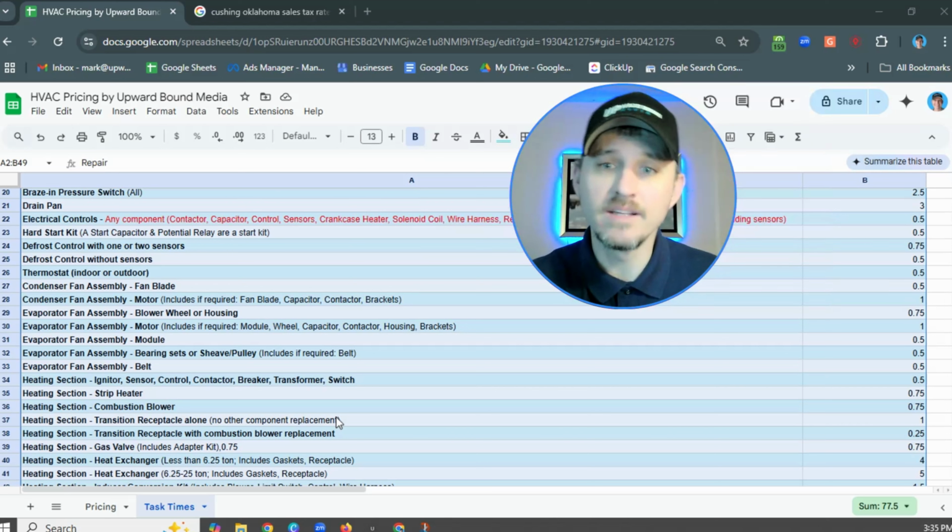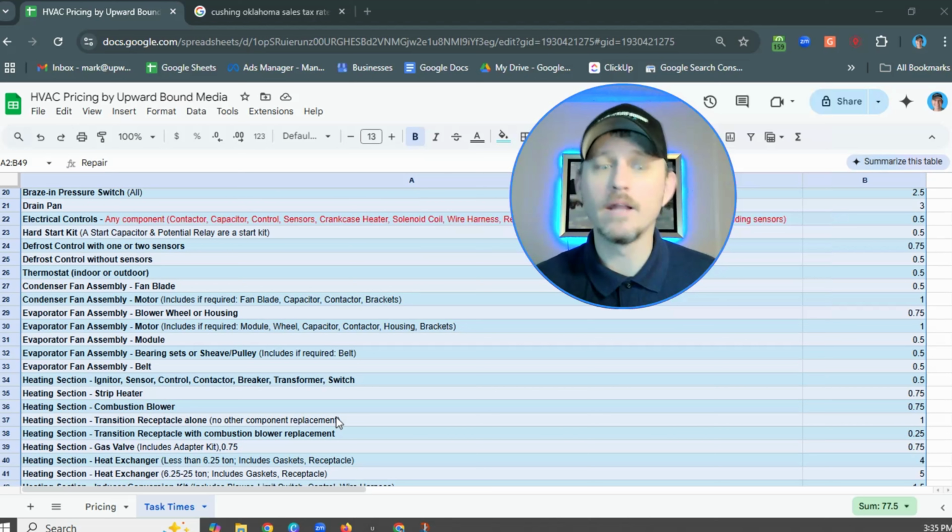So if you're using this pricing guide for a quote-specific kind of thing, and you look over there and you're like, well, we're doing a heat exchanger, but it's at the back of the attic. It's going to take two guys bare minimum because they've got to crawl up there.